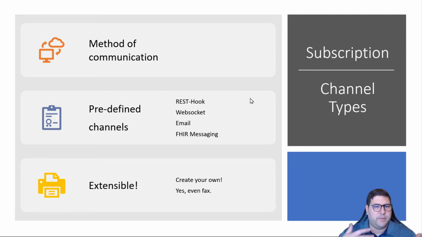Those are particularly good for public health. If you're reporting to your local county about certain diagnoses and things like that, they likely are not going to have a FHIR server stood up. They possibly can't even set up a REST hook. But asking them to have an email address where you can send a notification to, that's a pretty small lift, a pretty small ask. And then FHIR messaging. If you're using FHIR messaging for other things, you want to be able to use subscriptions in it. Otherwise, it's a whole separate set of communications channels.